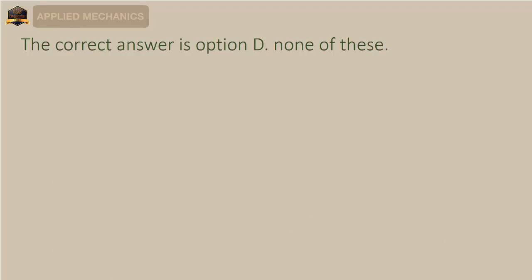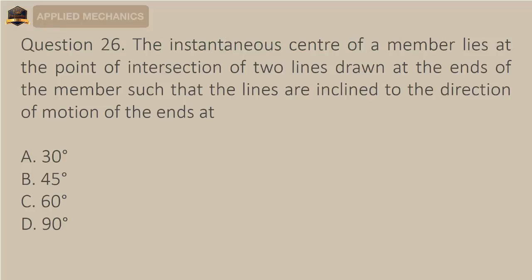Question 26. The instantaneous center of a member lies at the point of intersection of two lines drawn at the ends of the member such that the lines are inclined to the direction of motion of the ends at: A. 30 degrees. B. 45 degrees. C. 60 degrees. D. 90 degrees. The correct answer is option D, 90 degrees.